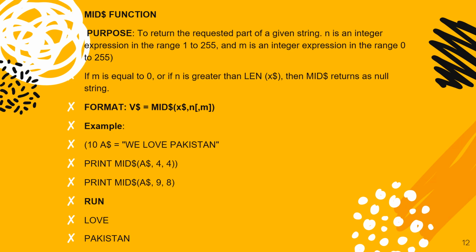So look at the example at line number 10, A$ equals "we love Pakistan". So PRINT MID$(A$,4,4). The first 4 stands for leaving the first 4 characters, W, E and space. These 4 characters are left and then the next 4 characters will be printed as shown. LOVE is printed after the run command.